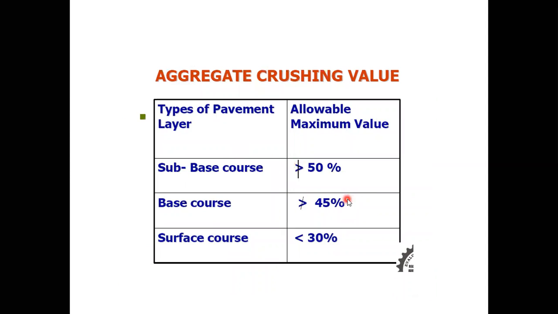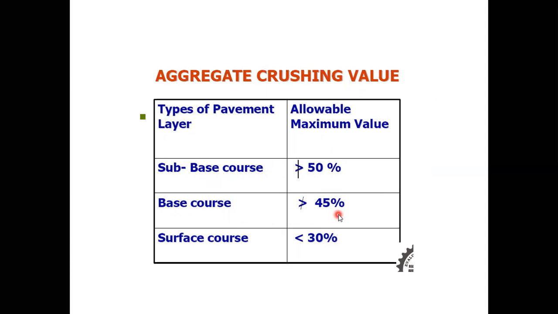Once you get the crushing value, the final value, these are the IRC recommendations. Suppose you are going to use the aggregates for sub-base course: the allowable maximum crushing value should not be more than 50%. That means maximum 50%, not more than that. If your crushing value came as 48%, then you can use it for sub-base course. If you are getting 52%, you can't use it. So that is one IRC recommendation.